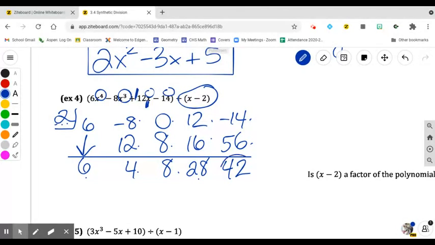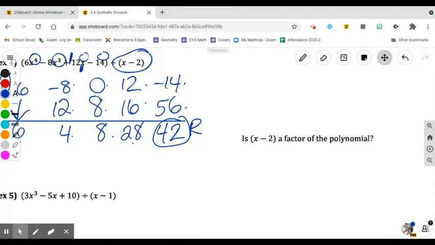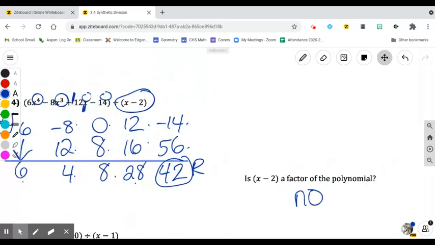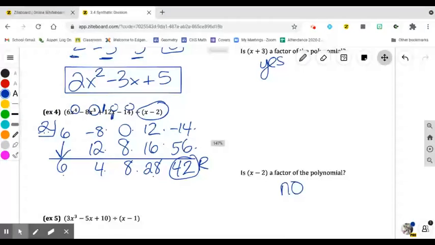Since we're all done at the end, this is our remainder. So to answer the question over here, is x minus 2 a factor? No, it's not, because it doesn't divide evenly. There's a remainder. I'm going to write the answer over here.